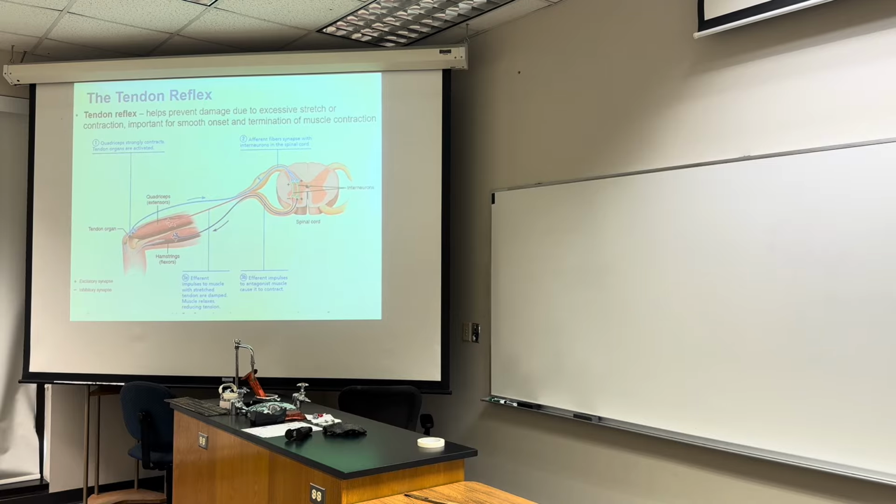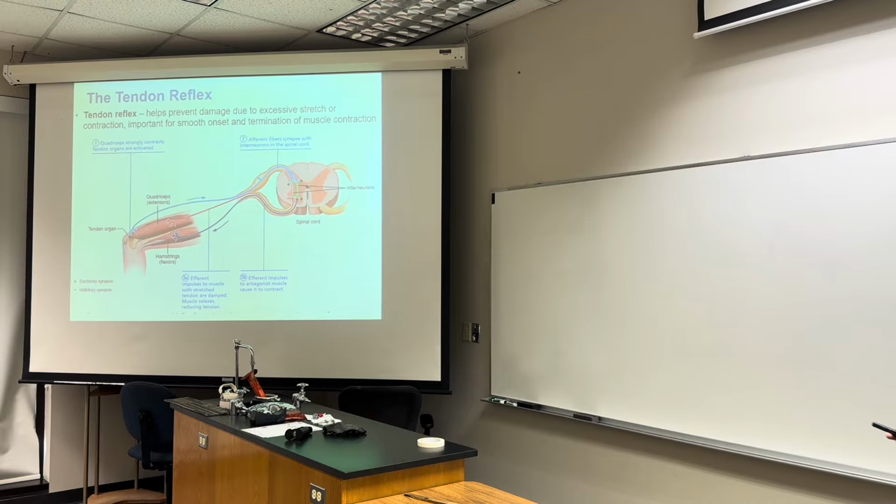Okay. So now let's talk about the tendon reflexes. We have been talking about the muscle stretch. Now everyone knows about the tendon too, right? When we say tendon, what do we mean by that? What if there is any stretch in the tendon, what is going to happen? You want to make sure that you do not tear, right? So to prevent damage from excessive stretch or contraction, it is important for smooth onset and termination of muscle contraction.